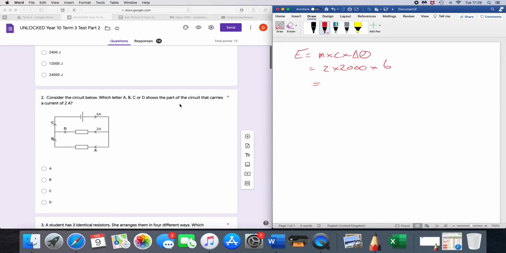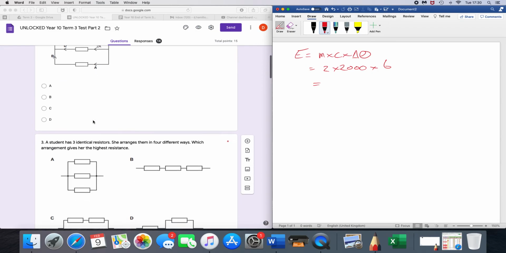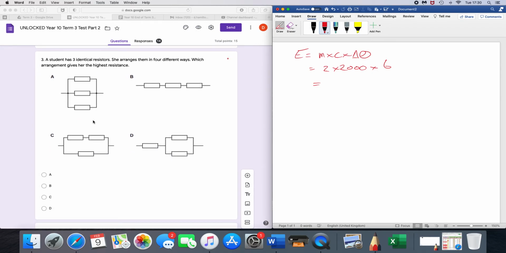Question 2. Which letter A, B, C or D shows the part of a circuit that carries a current of 2 amps? Well, you've got 5 amps here, 2 amps here, 3 amps because 3 and 2 make 5. So you've got 3 amps here, 5 amps here, it's D. 2 amps flows into the resistor, 2 amps flows out of the resistor. That's always the case. Question 3. A student has 3 identical resistors, 4 different arrangements, which give us the highest resistance. Well, parallel will give you the lowest resistance.